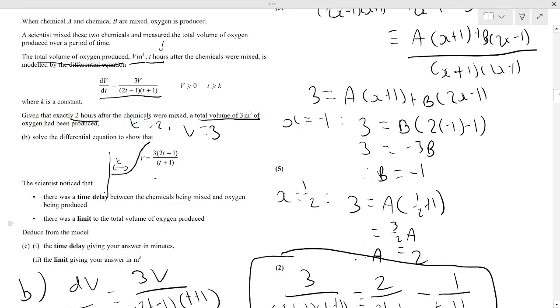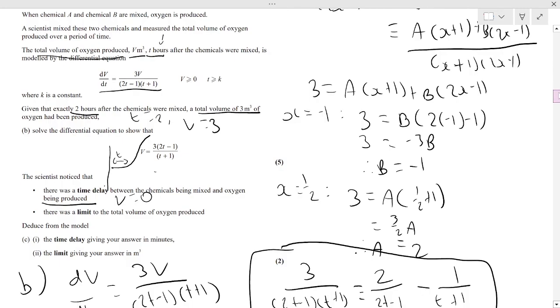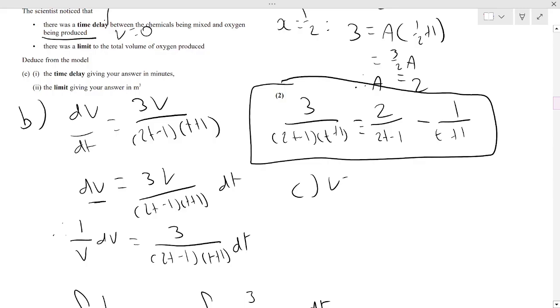And it says the limit. I'll talk about the limit in a second. So then it says on the time delay. So again, the time delay is when V is 0, because obviously there's no oxygen produced. So again, bear in mind V is 3 lots of 2t minus 1 over t add 1. We need V 0. Now when V is 0, obviously this whole fraction is equal to 0. Because that's V. Now, that means the numerator has to be 0, 3 lots of 2t minus 1.